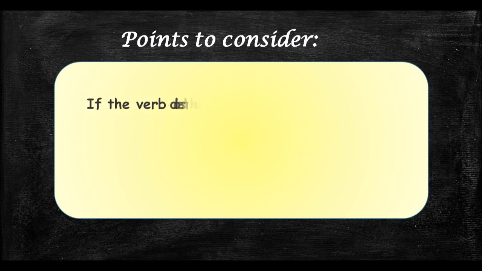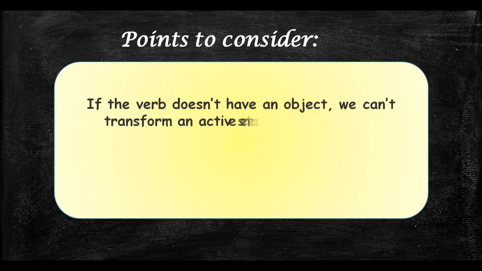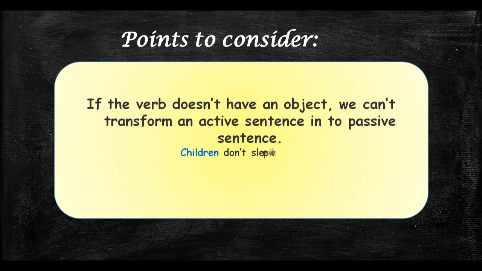The second point is, if the verb doesn't have an object, we cannot transform an active sentence into the passive sentence. For example, in this case, children don't sleep well. The verb sleep doesn't have an object. We cannot make the passive sentence because what would become the subject of our passive sentence? So it is not possible here.